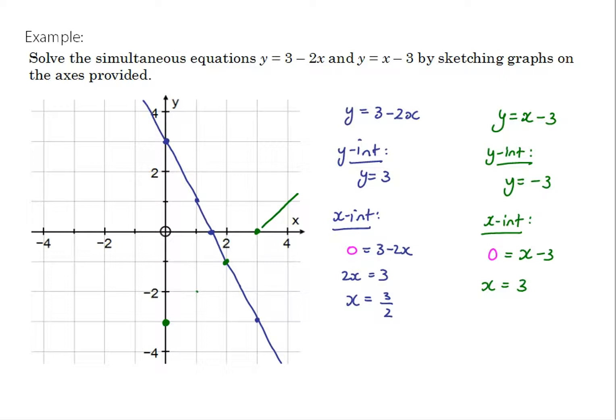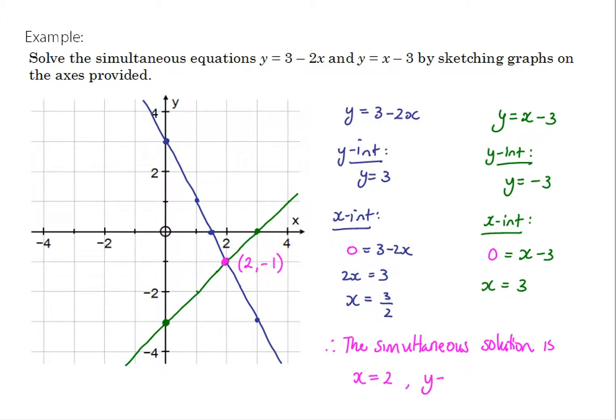And so we draw in our line. We can see that the solution of the equations is going to be where the two lines cross. That's happening at this point, (2, -1). So the simultaneous solution, or the solution to the simultaneous equations, is x equals 2 and y equals -1.